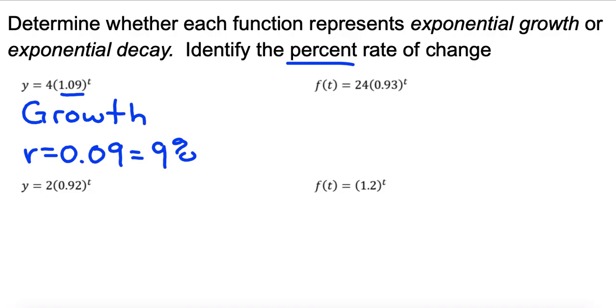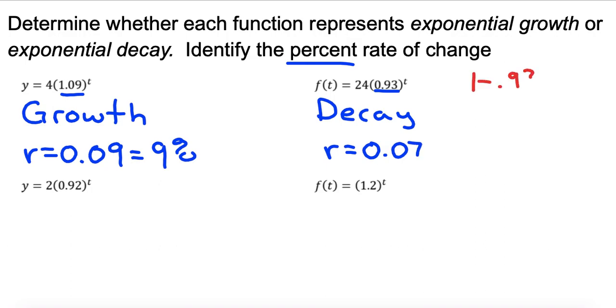Okay, the second one, if we look at what's in the parentheses, that number is smaller than 1, so we have decay. How much smaller than 1? Well, you might be able to look at it and know that it's 0.07. Otherwise, you can always just do some scratch work and say 1 minus 0.93, which would give you 0.07. So the rate as a percent is 7%. Okay, why don't you try the next two and then come back and see if you've done them correctly.